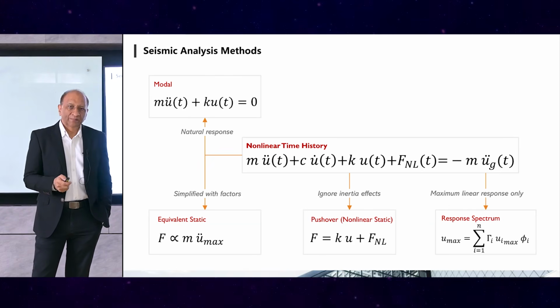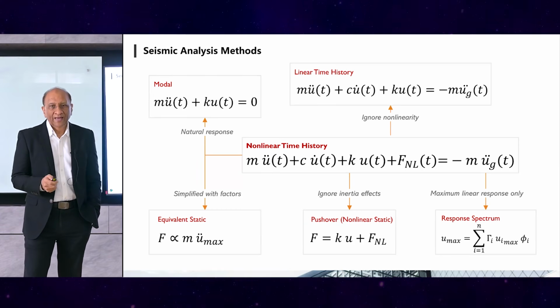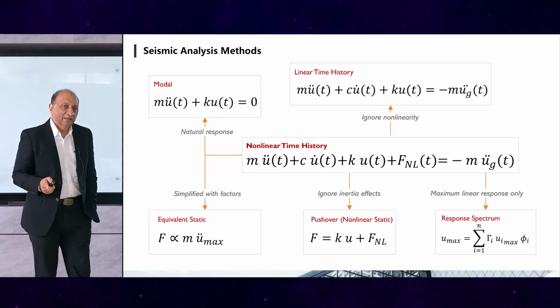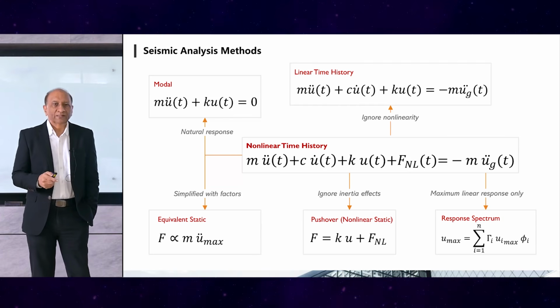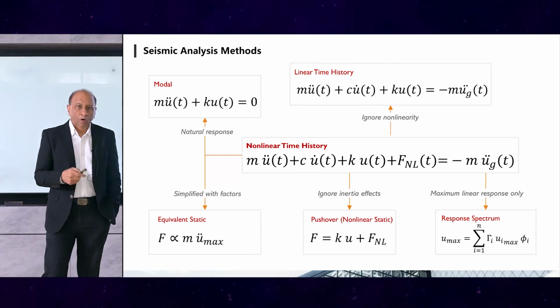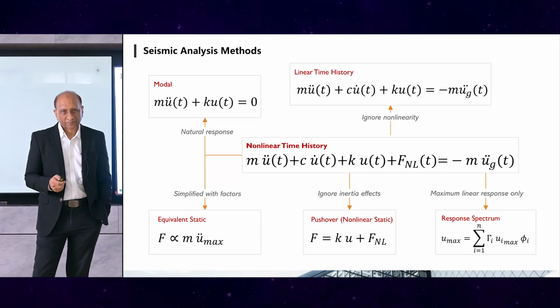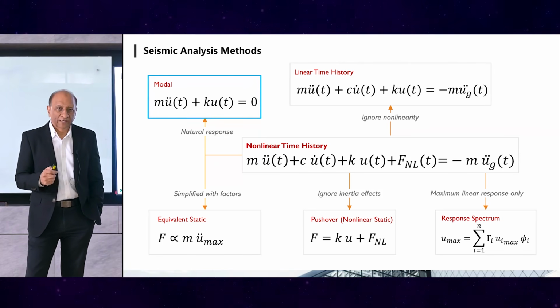We can also get the pushover or nonlinear response by taking the nonlinear portion of the equation. And then we can also get the linear time history analysis. So as you can see in this page, we have everything that we normally do to get the structural response. So this is almost all that we need. Almost. Of course, there are others, but let's say this is mostly what we need. So let's focus on this part, which is what we are talking about today.